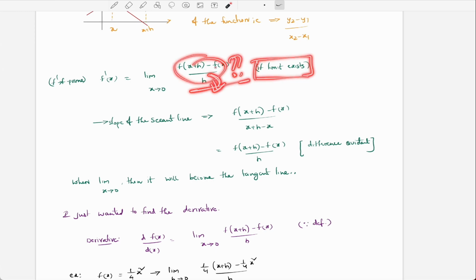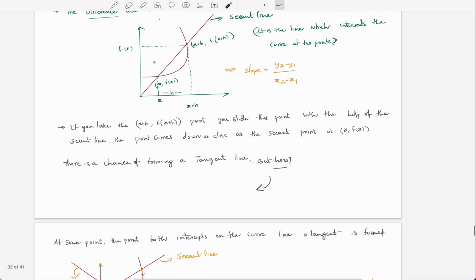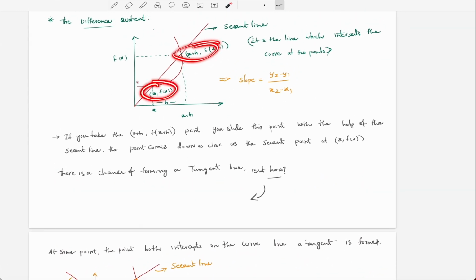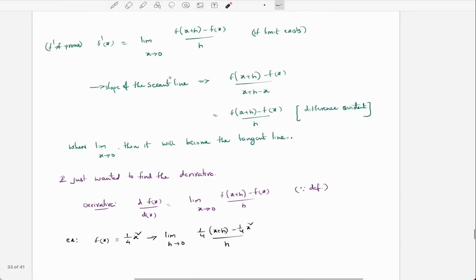Yes, how did this formula come? If you look at these two coordinates, we just simply plug in these values: y2 minus y1 by x2 minus x1. We plug in these values and x gets cancelled, and our equation becomes like f of x by h, right? So this is the difference coefficient, right? When the limit of h is equal to 0, then it will become a tangent line. I hope you're getting it.